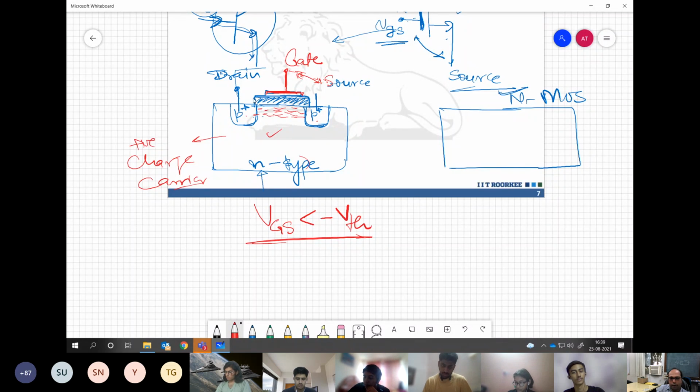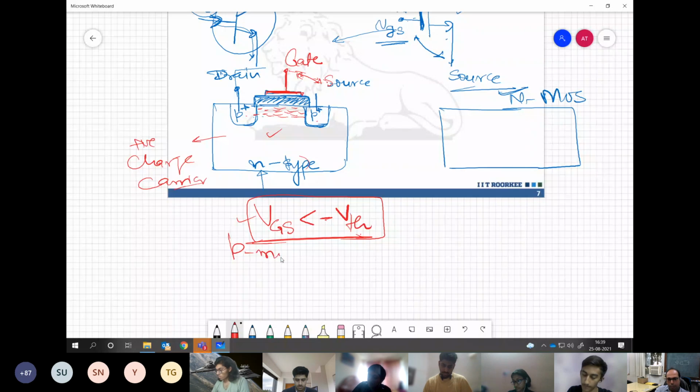The current will start flowing between the drain and source if the gate source voltage is less than the negative of the threshold value. So we need to apply some negative voltage over there. Understanding my point? This is what is called the PMOS.